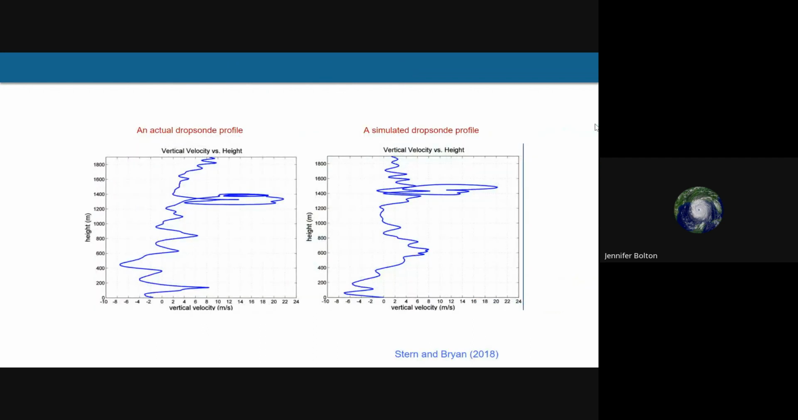And this is showing, Dan found these images. This is vertical velocity as retrieved from the dropsondes. And the left is an actual observed dropsonde sounding from a very turbulent, intense storm. And on the right is a simulated dropsonde profile.